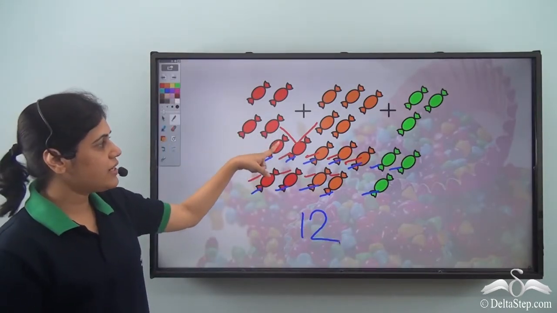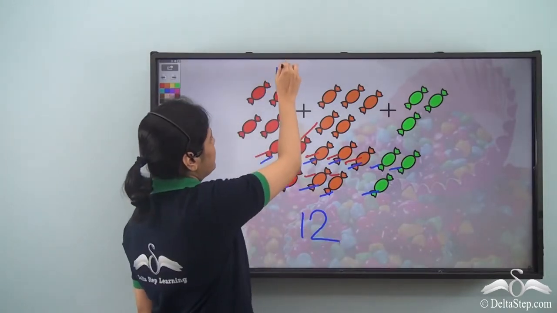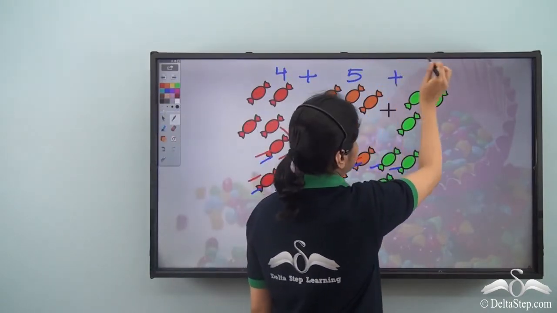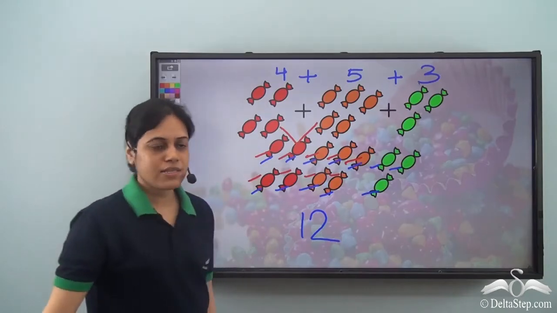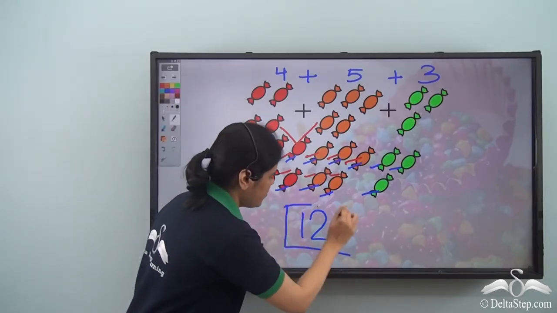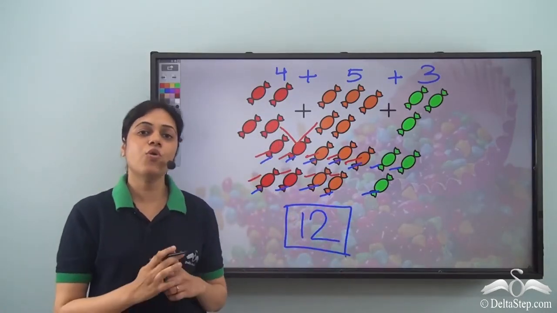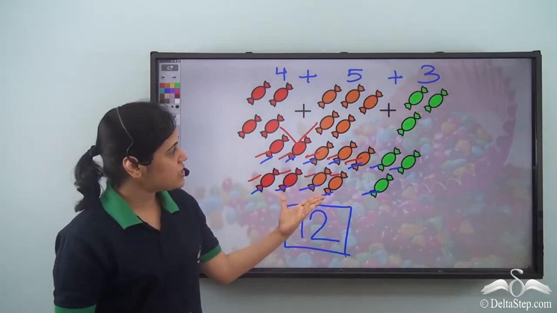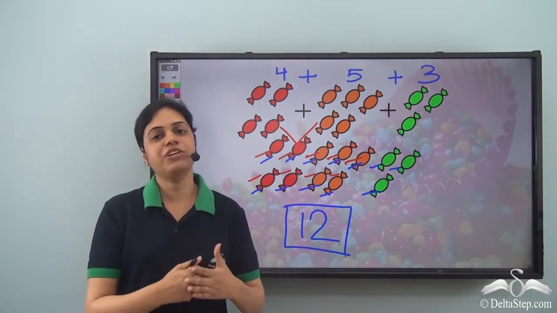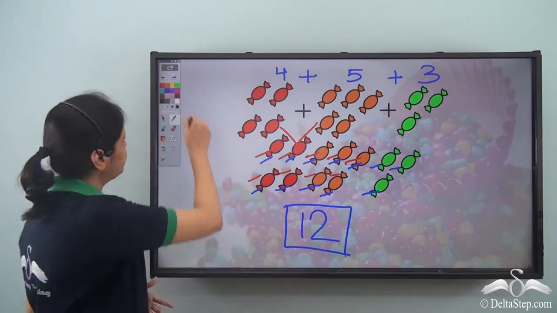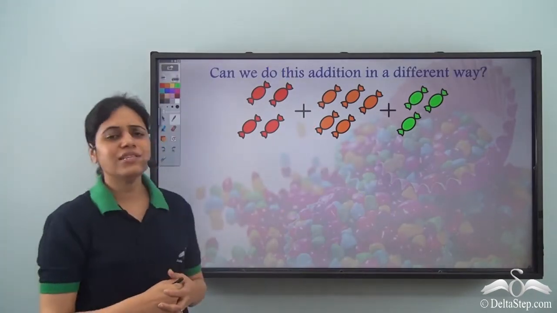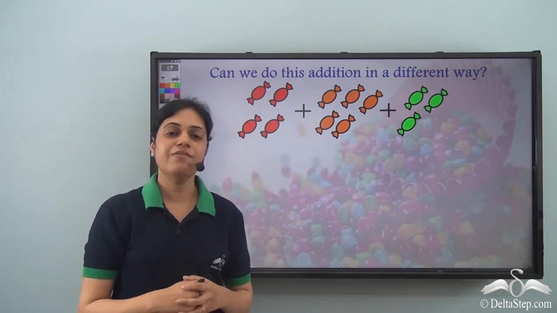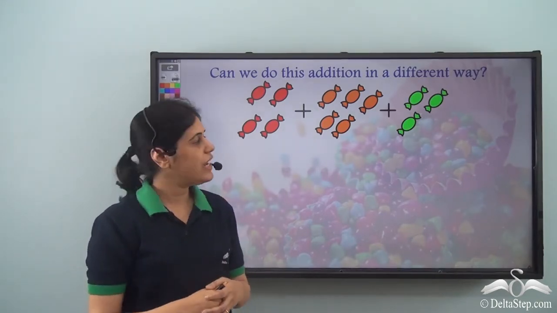So 4 red candies plus 5 orange candies plus 3 green candies gives me 12 candies. So Rohan has 12 candies in total. So this is how we can add 3 different types of candies together. Now in this case as well, even if we perform this addition in a different way, we will get the same answer. Let us check.